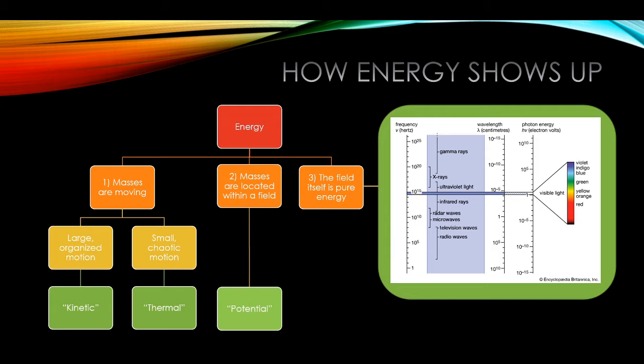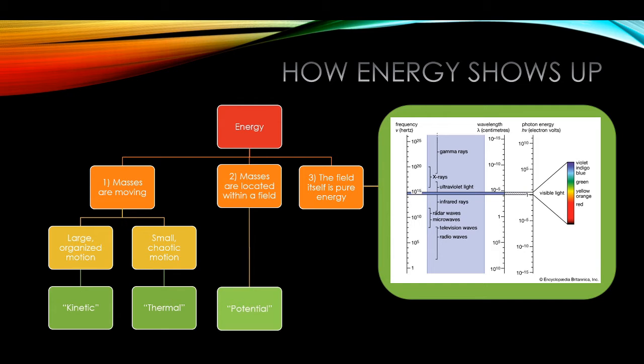Last up, you can have the field itself be a mechanism for storing energy, and when we talk about it this way, what we're talking about is light. And when I say light, I don't necessarily mean the visible kind. I also mean ultraviolet light, that's my favorite color, infrared, radio waves, microwaves, x-rays, gamma rays. There's a whole bunch of different kinds of light, not just the kind you can see, and all of those store energy too. And that's based on an electromagnetic field oscillation.